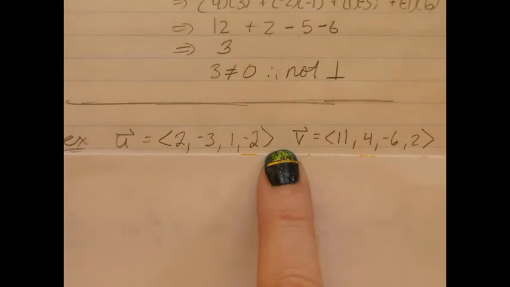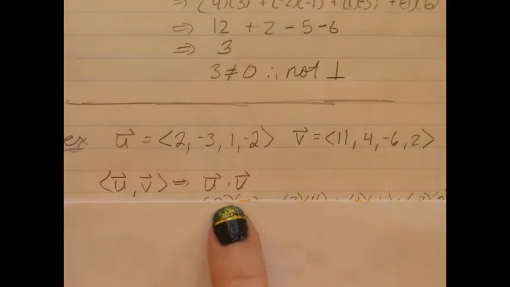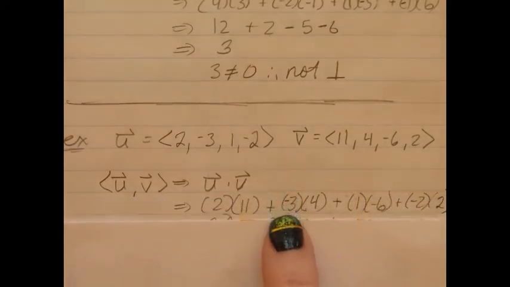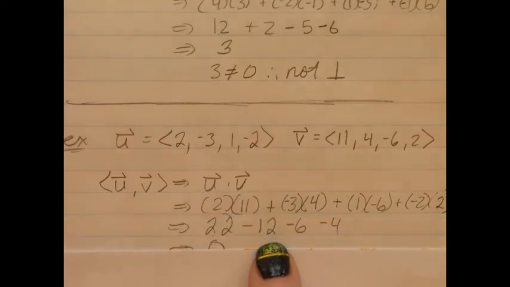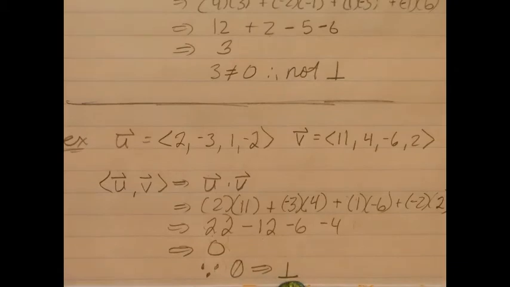New example. They want us to figure out if these vectors are orthogonal or not. Again, the inner product means basically use u dot v. Same thing applies as we did above, and I get an answer of 0. What does this mean? These vectors are orthogonal. Cool.